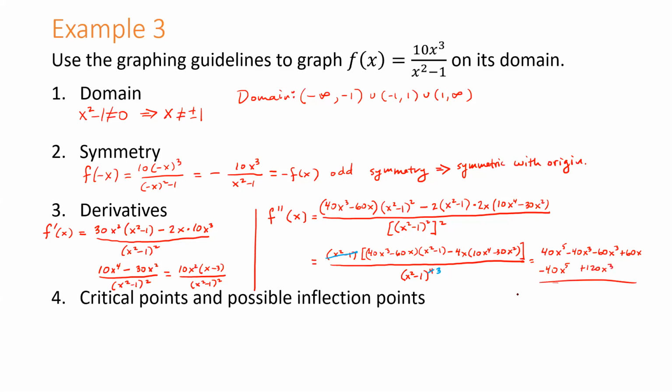Okay. Downstairs we have x squared minus 1 to the 3rd. Notice here actually some of these terms go away. 40x to the 5th minus 40x to the 5th, those are gone. Here we'll have minus 100x cubed plus 120x cubed, which would leave me with 20x cubed. And then factoring out a 20x from the numerator, I'm left with x squared plus 3.